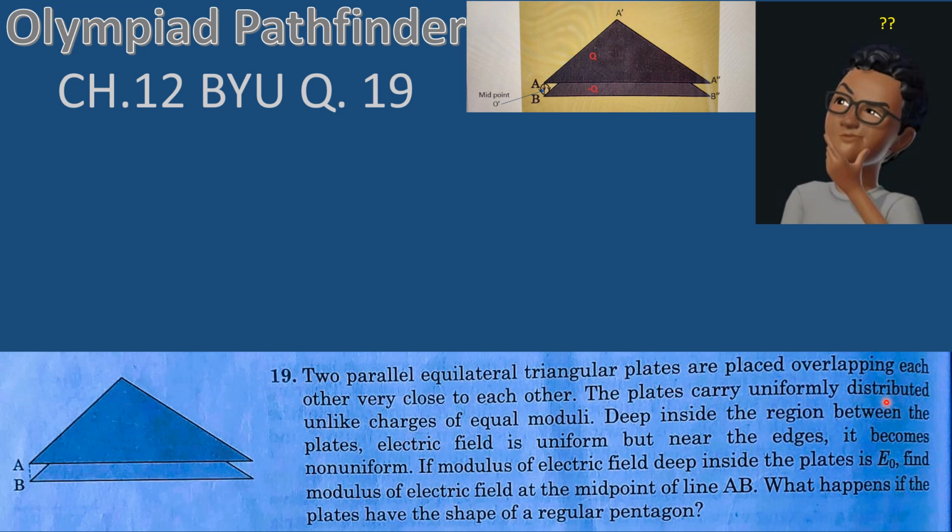The plates carry uniformly distributed unlike charges of equal moduli. The plates have charges, but these two plates have unlike charges. If Q is here, then minus Q will be on B. And that is distributed uniformly on these two plates.